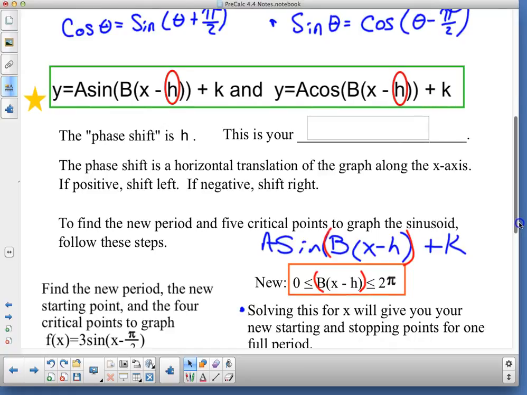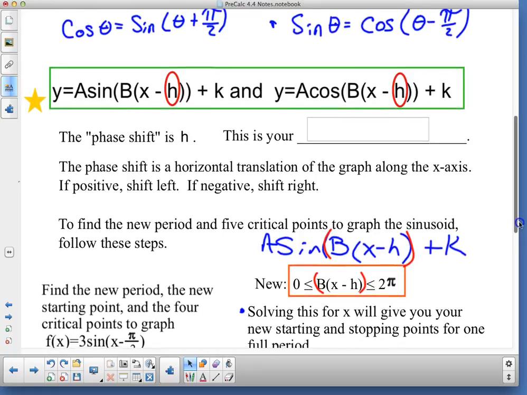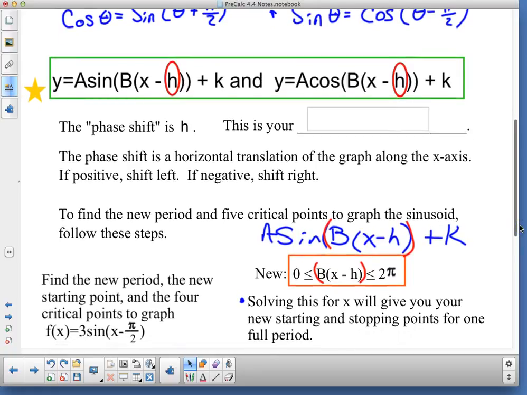Now, keep in mind we can make those adjustments as we work through different functions. Let's talk about the phase shift h, because I've alluded to it in example 6. H is all about the horizontal shift. The phase shift is a horizontal translation of the graph along the x-axis. If positive, it shifts left. If negative, it shifts right.